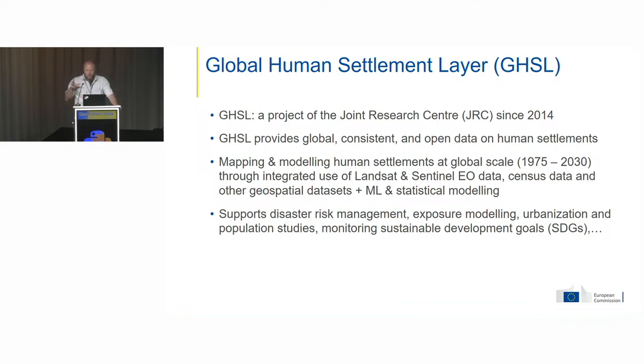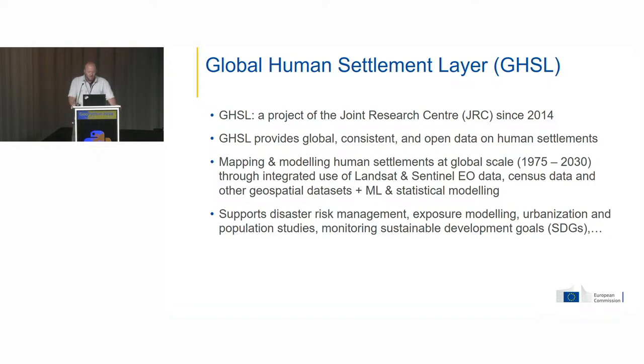The Global Human Settlement Layer, or GHSL for short, is basically a data set that provides global, consistent, and open data on human settlements by mapping and modeling human settlements at a global scale for a time period of almost 50 years. Over 50 years, 55. 1975 to 2030, through the integrated use of Earth observation data from the Landsat and Sentinel sensors, census data and other geospatial data sets, combined with machine learning and other statistical modeling techniques.